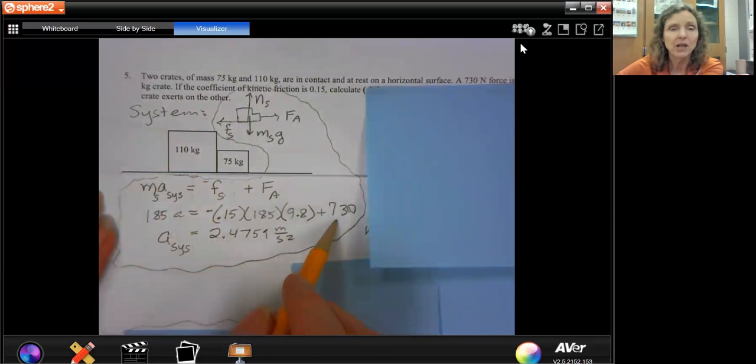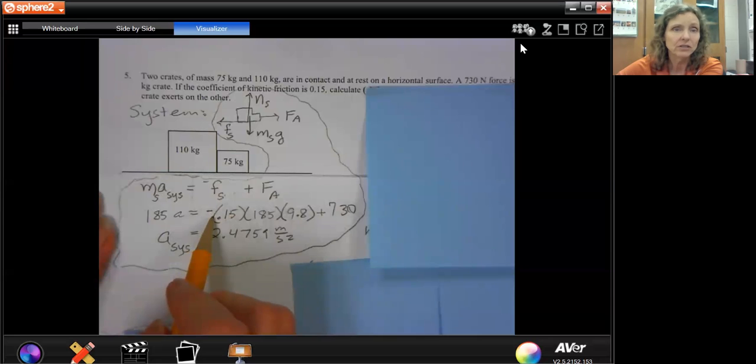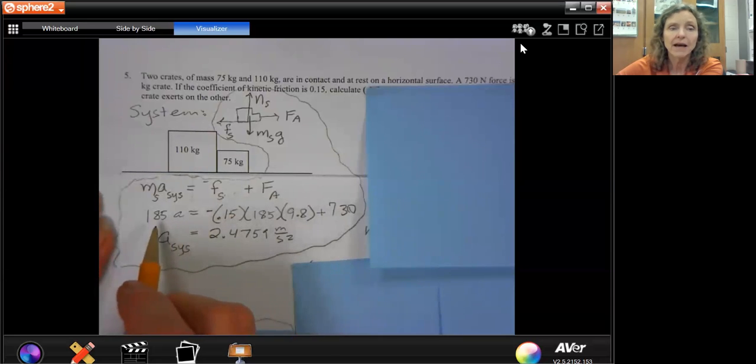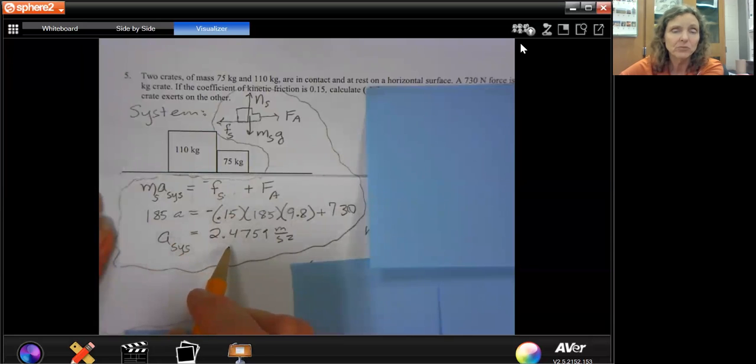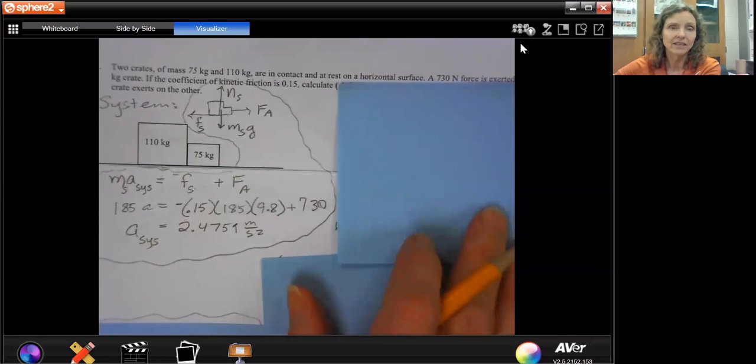And then I add the applied force of 730. That's positive because in my picture it's to the right. Friction is negative because in my picture it's to the left. To solve for acceleration for the whole system, I'll just have to divide both sides by 185 and use my calculator. And when I do that, I get 2.4 something meters per second squared. I'm going to use that in my other calculations. I want to keep it unrounded as long as I'm doing calculations with it.